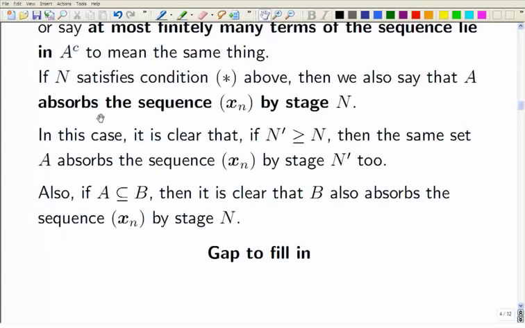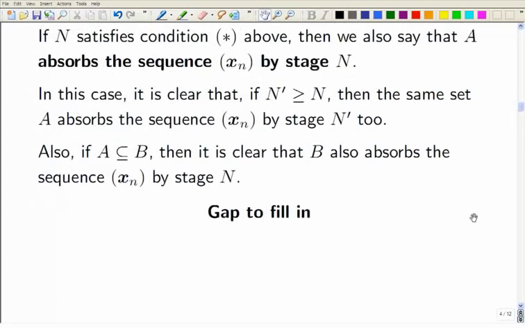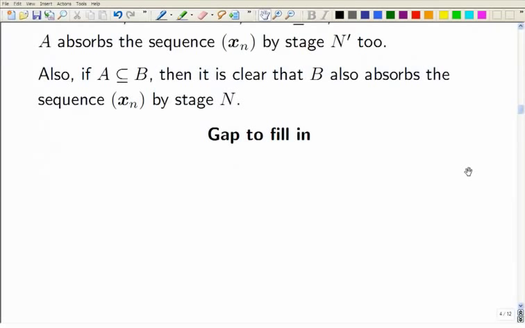Okay, so if N satisfies that condition, as I said, we say that A absorbs the sequence by stage N. And if it absorbs it by a given stage, it absorbs it by later stages for the reasons I mentioned already. Also, if A is a subset of B, then if a smaller set absorbs the sequence, a bigger set must as well, because as soon as you're stuck inside the smaller set, you're stuck inside the bigger set as well.